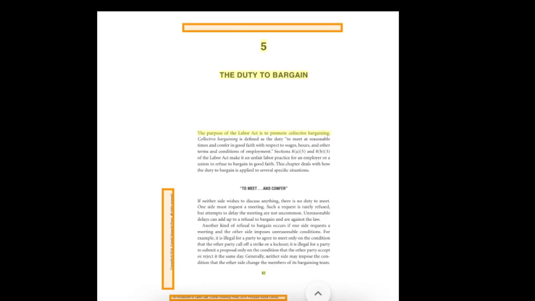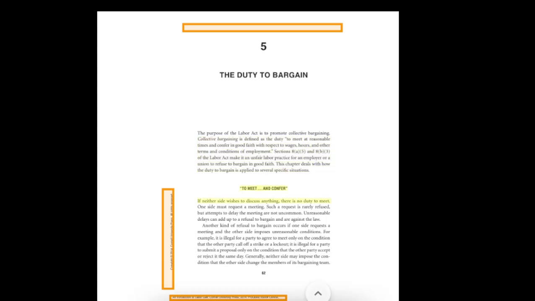62.5. The duty to bargain. The purpose of the Labor Act is to promote collective bargaining. Collective bargaining is defined as the duty to meet at reasonable times and confer in good faith with respect to wages, hours, and other terms and conditions of employment. Sections 8(a)(5) and 8(b)(3) of the Labor Act make it an unfair labor practice for an employer or union to refuse to bargain in good faith. This chapter deals with how the duty to bargain is applied to several specified situations.